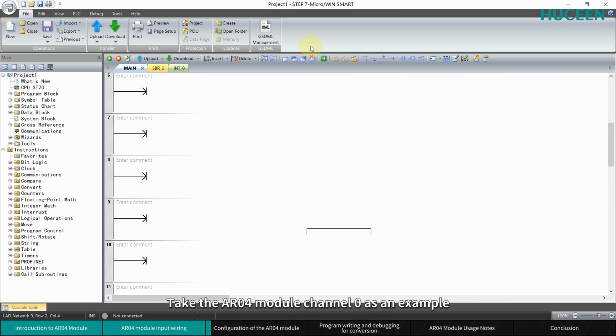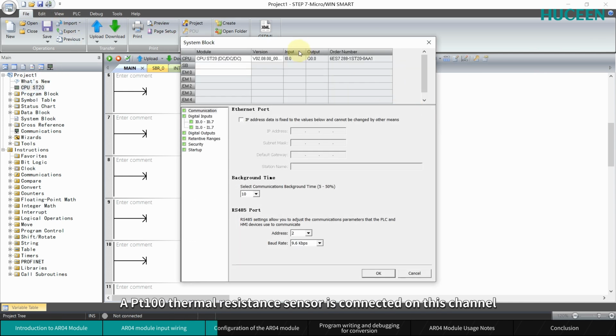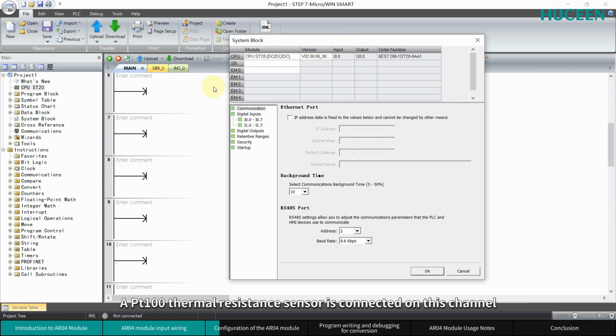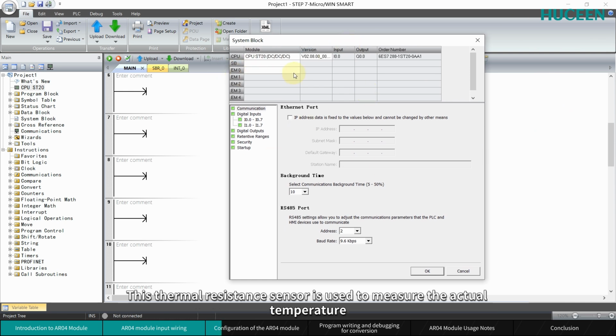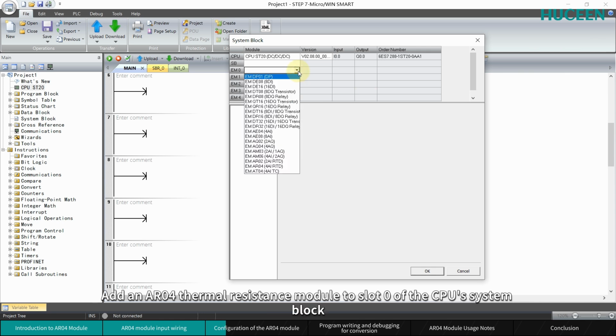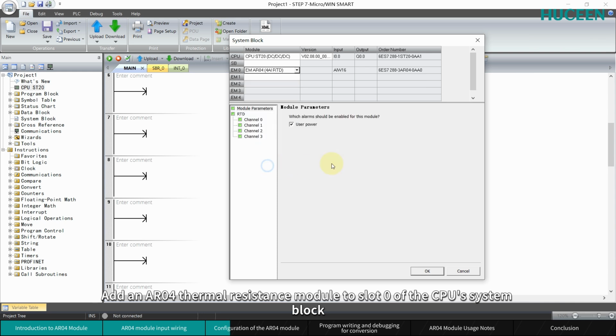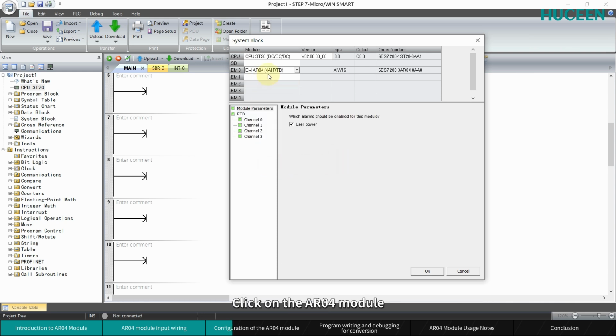Take the AR04 module channel 0 as an example. A PT100 thermal resistance sensor is connected on this channel. This thermal resistance sensor is used to measure the actual temperature. Add an AR04 thermal resistance module to slot 0 of the CPU's system block. Click on the AR04 module and complete the parameter configuration for module usage.